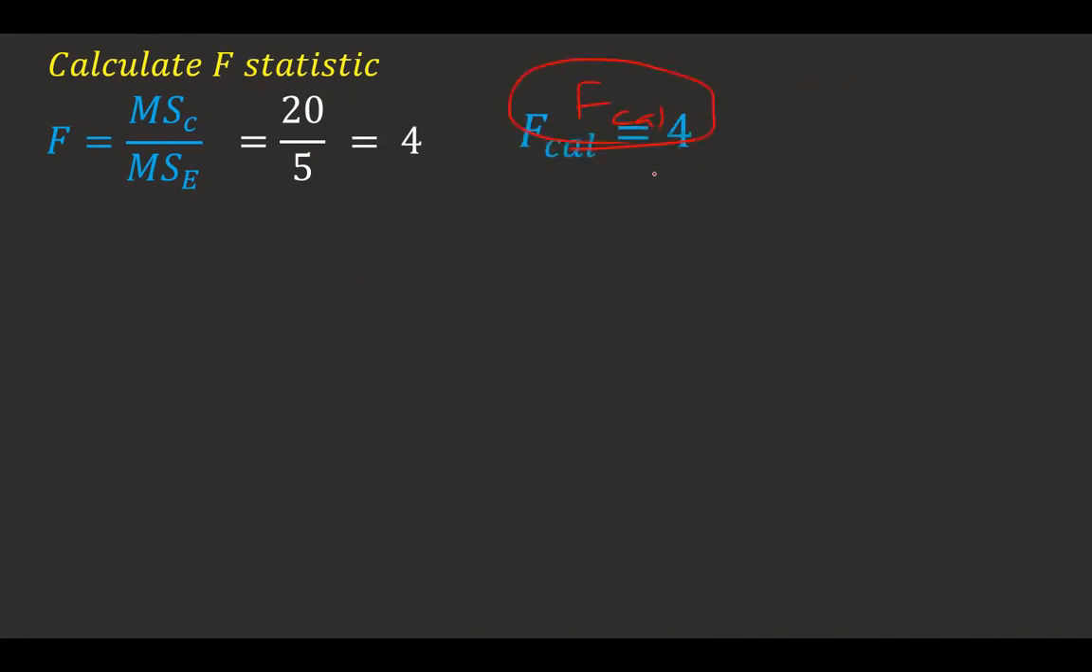and then you can use the F statistic if you want. So F statistic is MSC divided by MSE. So now it is calculated as 20 divided by 5. So I have got 4. Now I will take this as the F calculated value as usual.